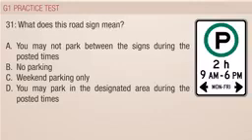Question 31. What does this road sign mean? A. You may not park between the signs during the posted times. B. No parking. C. Weekend parking only. D. You may park in the designated area during the posted times.